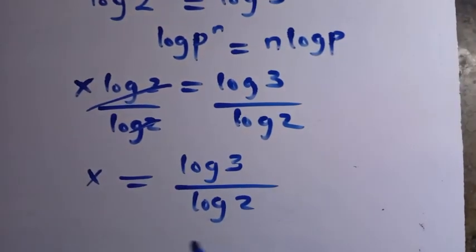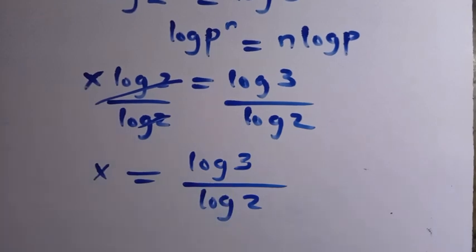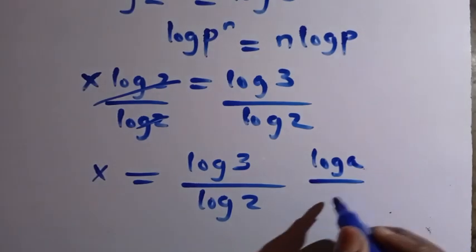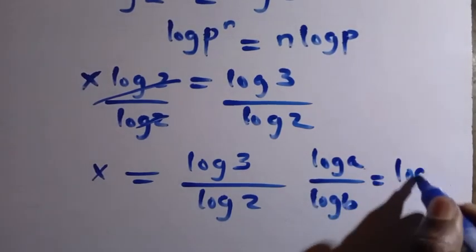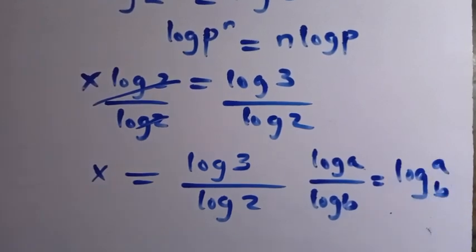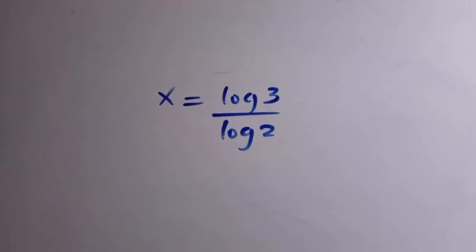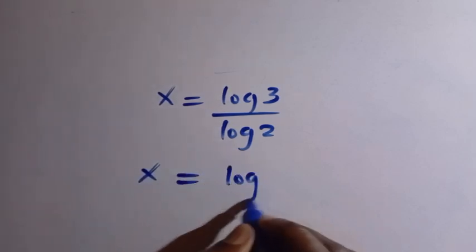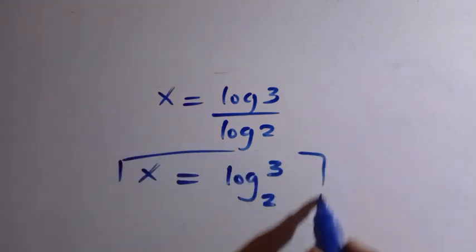And another important rule we have to note here is, suppose we have log 3 divided by log 2 in this form. So this follows when we have log a divided by log b. So this equals log a base b. So we can conclude the final answer here as, when we apply that principle, we have x equals log 3 base 2. And this is the value of x here.